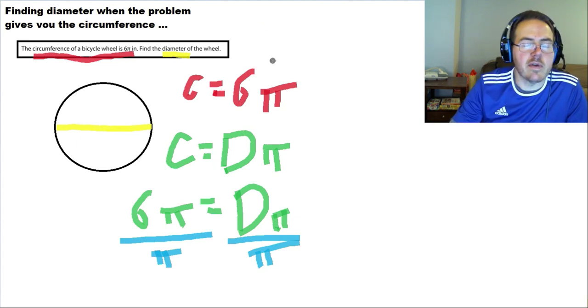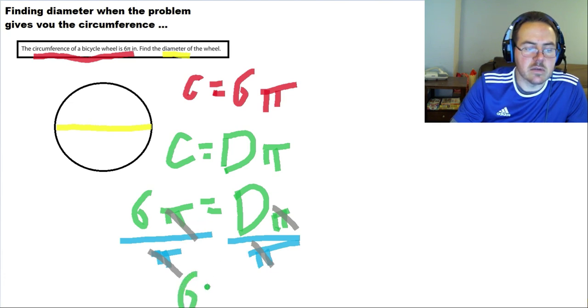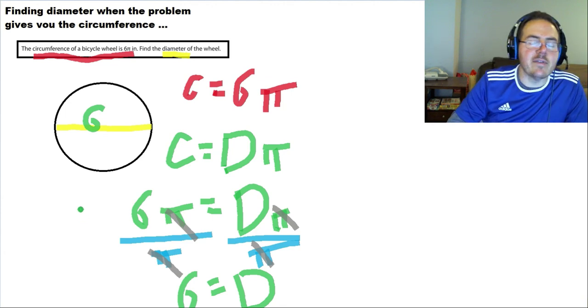Back to my favorite math word in reducing anything, canceling out. Pi divided by pi is 1, and 1 times the diameter is still going to be the diameter. Pi divided by pi is 1, and 1 times 6 is still 6. Therefore, 6 equals the diameter. Well, there you go. And in this problem, if it had asked for the radius, we just got that in half, but that's the nuts and bolts of it. That's how you find the diameter of a circle when the only information they give you is the circumference.